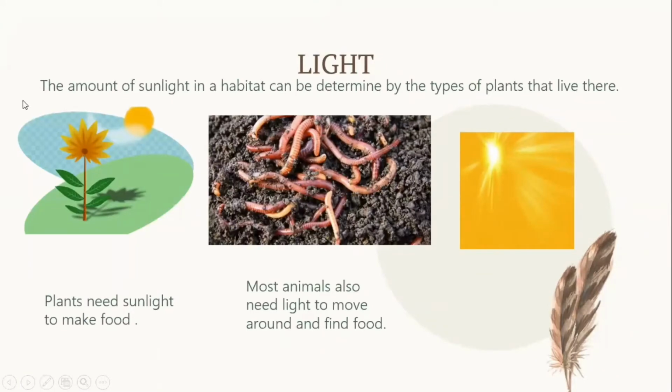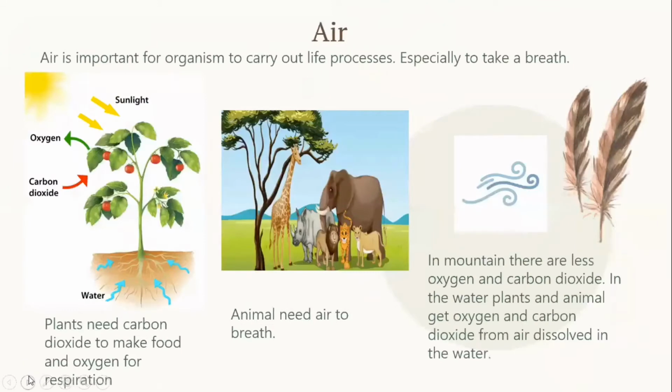The amount of sunlight in a habitat can be determined by the types of plants that live there. Plants need sunlight to make food by photosynthesis, and most animals also need light to move around and find food. As you can see on the screen, the worm is an example of an animal that needs light to move and find food. And then the next one we have is air.